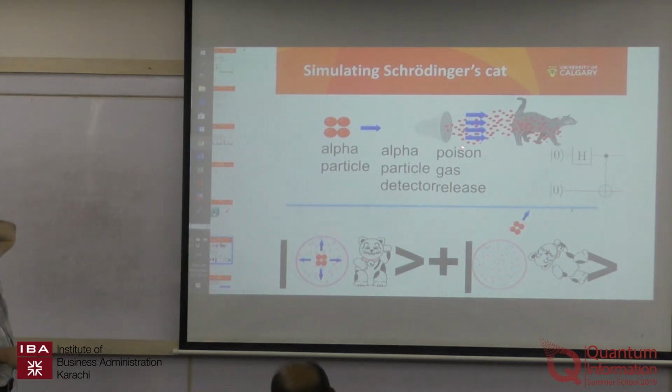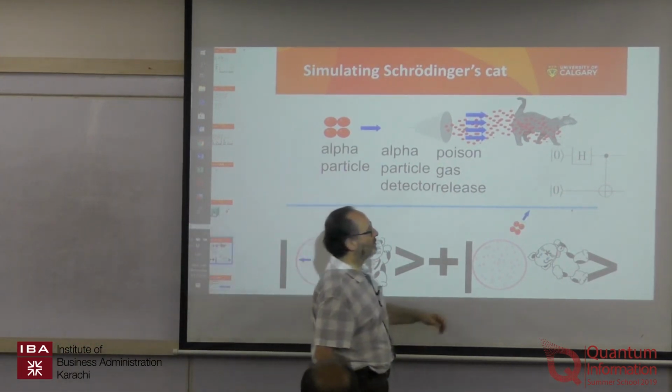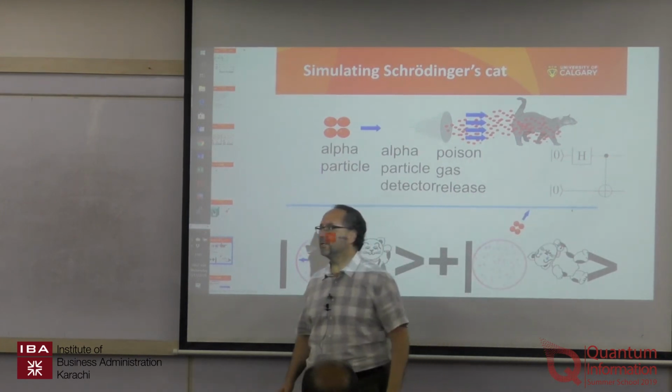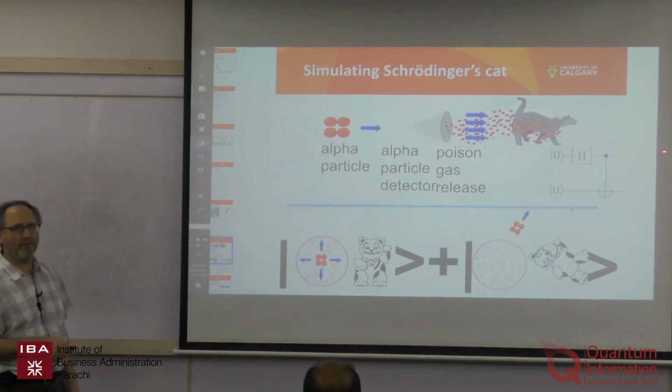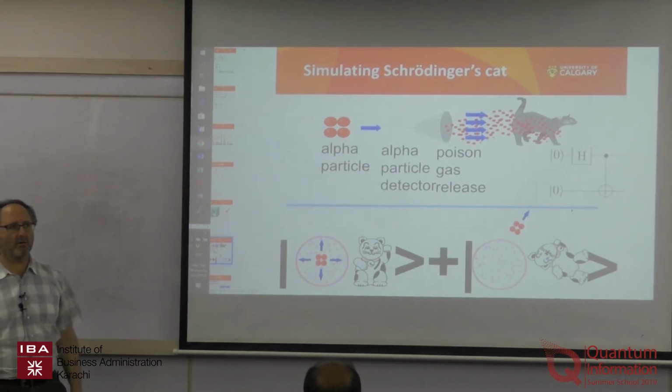Okay, then if the alpha particle goes, it causes the poison gas to release. That's the controlled NOT operation, right? If no decay, don't do a NOT operation. Well, the cat is alive. So a NOT operation on the cat kills it. And so if there's no decay, don't kill the cat. If there is a decay, kill the cat. That's simply a controlled NOT. So this quantum circuit with a Hadamard and a controlled NOT represents the Schrodinger cat paradox. So I hope that gives you a feeling for what the Hadamard and C-NOT do.